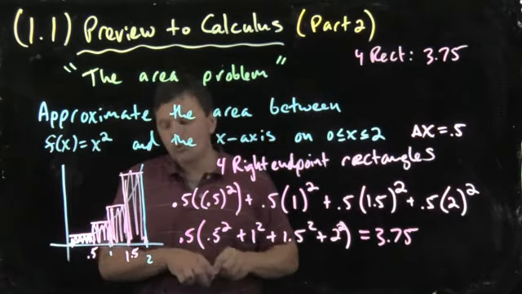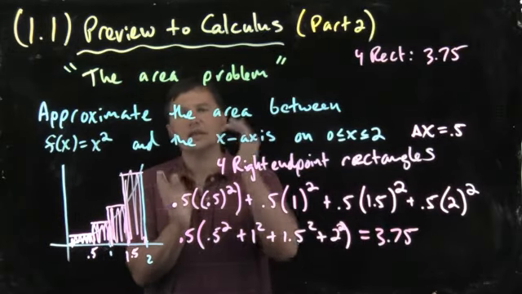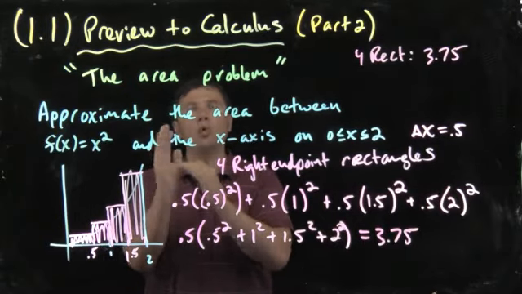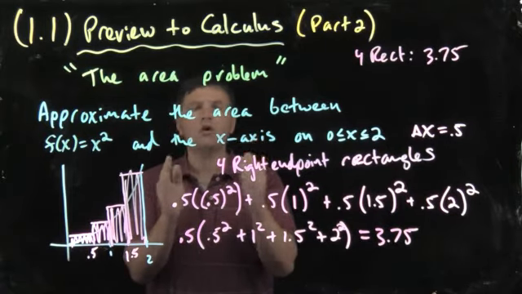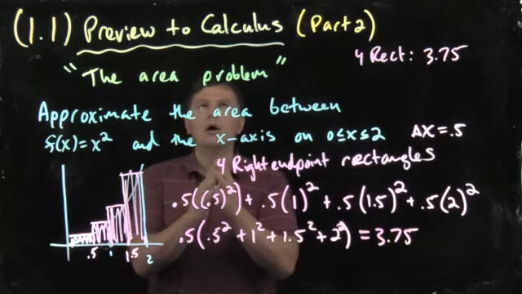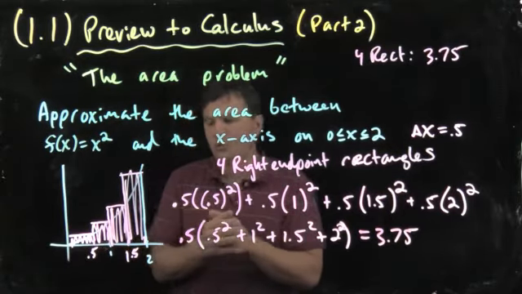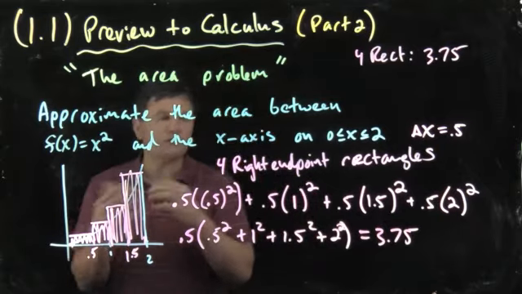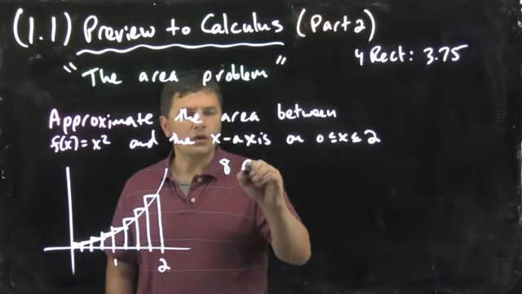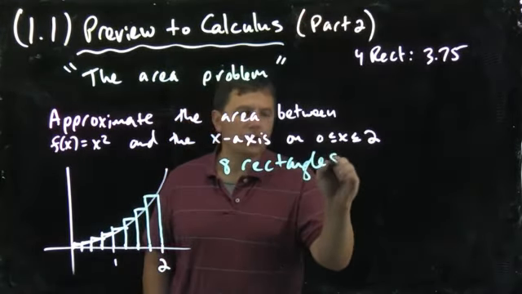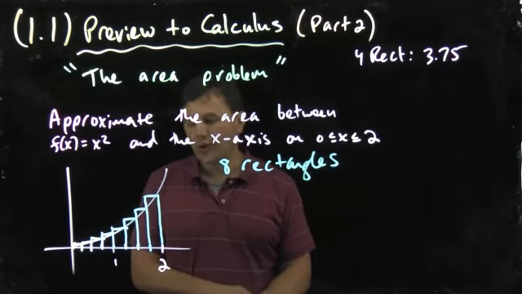Okay, so like we did with the tangent line, if you remember, we started with a secant line that went from 1 to 1.5. We then did a secant line that went from 1 to 1.1. So we can get a better approximation. And the way we're going to do that here is a little bit different. So instead of doing 4 rectangles, we're going to go ahead and do 8 rectangles.